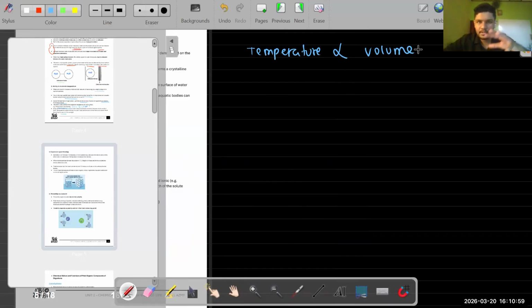Now, you will learn this in your A-levels chemistry, right? So now this is a relationship. If you understand this concept, you can understand this whole property, expansion upon freezing. Increase in the temperature increases the volume. Why? It is directly proportional. Can you understand this point?